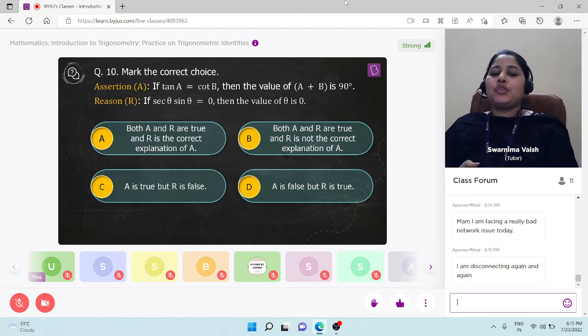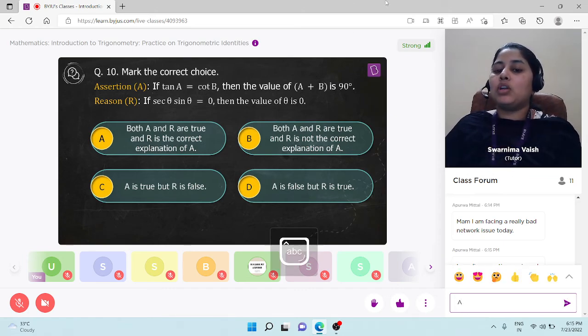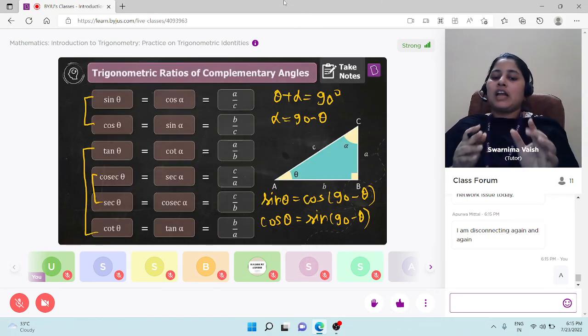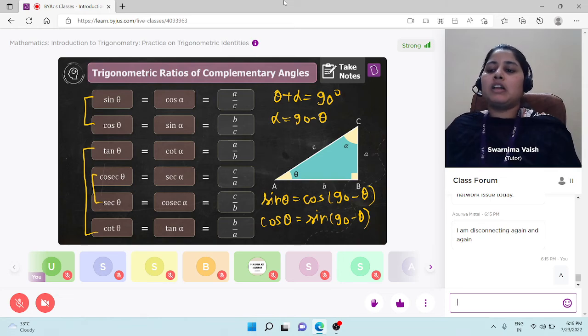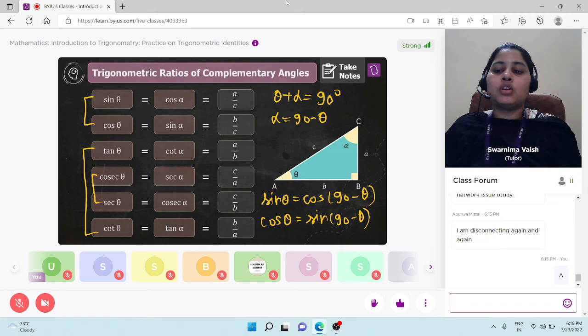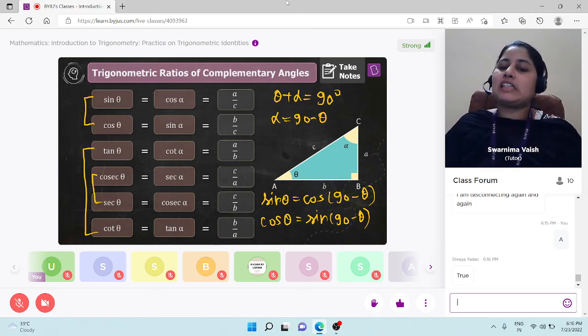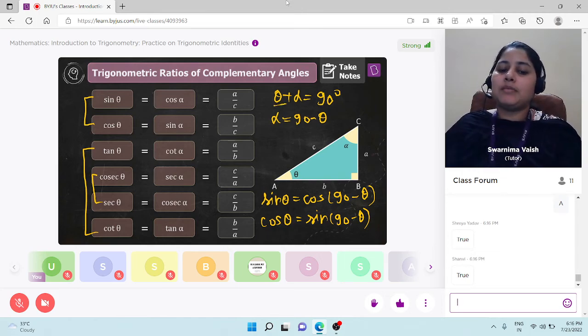Okay, so friends, in the beginning, if you remember, we learned about the complementary ratios. Sine theta is equal to cos alpha, if theta plus alpha is equal to 90 degrees. The same way, tan theta is equal to cot alpha. So it means tan A is equal to cot B, the same thing. That's why it is true, because theta and alpha are complementary angles. Yes, it means this one is true.